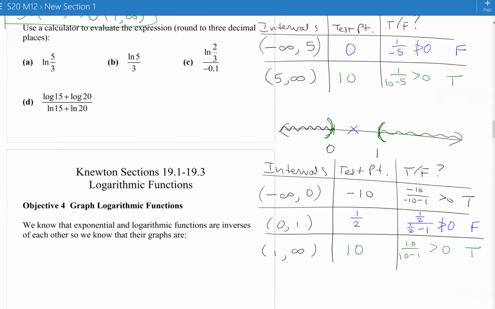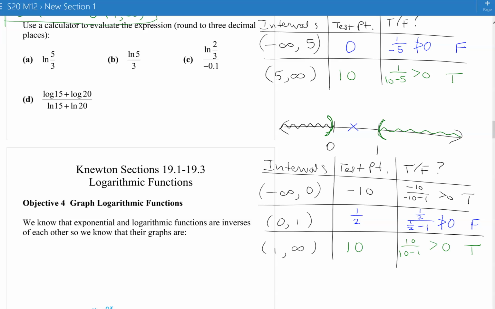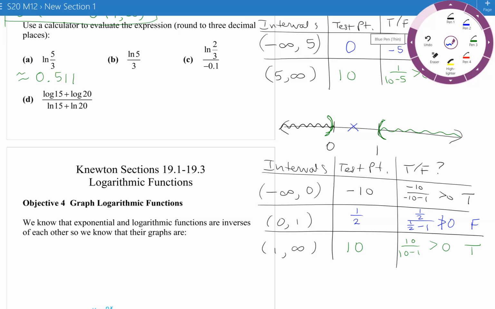Let's do some calculator work. Make sure that you know how to use your calculator. And the first question is, what do you get for the natural log of 5 thirds? And we're rounding to 3 decimal places. So I'm getting 0.511. If you have any questions about how to use your calculator, make sure you go to the Math Center or ask me, because I want to make sure you are really confident with your calculator.